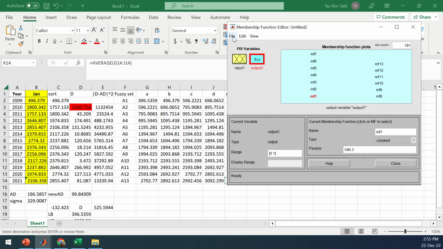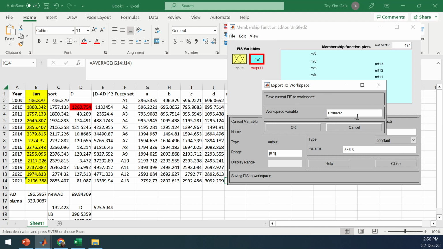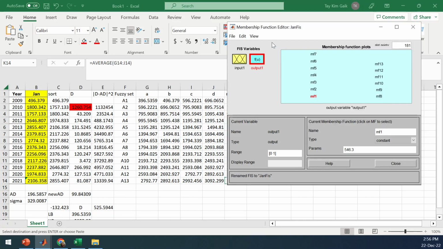You can actually go to File, Export, to workspace. The name, let's say this is January FIS. Jan FIS. Export this. Next round, if you close MATLAB and you want to open it, you use Import, and then import from file. Look at the Jan FIS.